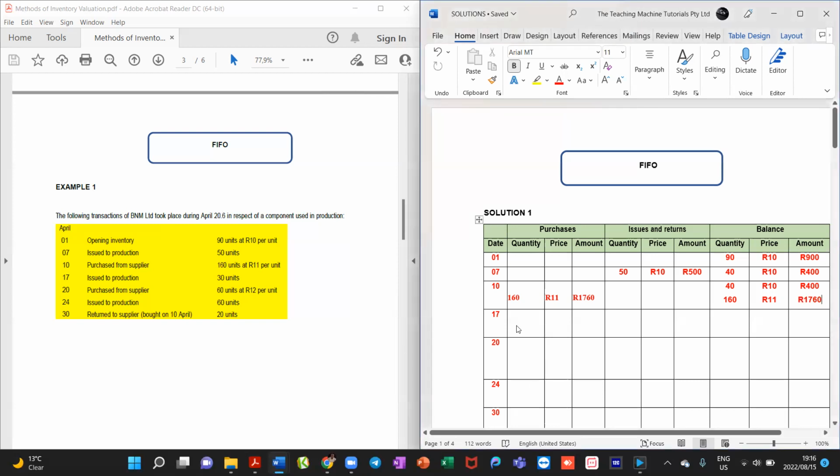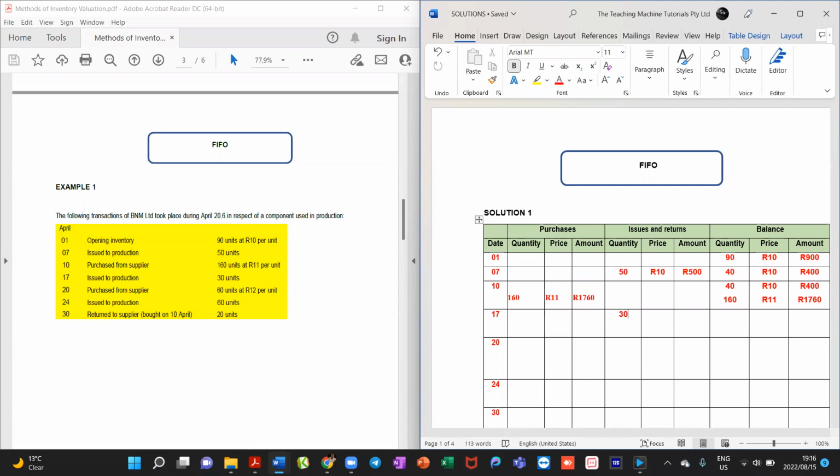Okay, moving on to transaction number 17. It says issued to production and it's 30 units. This is very important. Issued to production, how many units? 30 units. We don't know the price. They did not tell us the price.